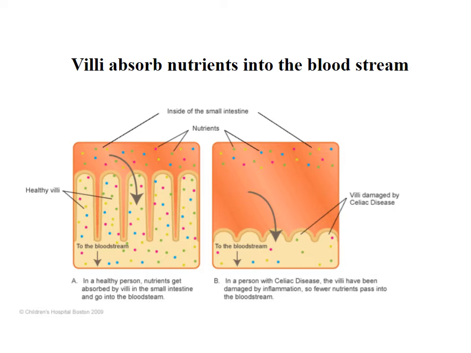So the figure below shows a schematic representation of two persons, a healthy person and a person with celiac disease. In case of celiac disease, the villi of the small intestine are totally damaged due to inflammation. In case of a healthy person, nutrients get absorbed by the villi in the small intestine and go into the bloodstream, the normal passage of nutrients. However, in case of celiac disease, nutrients cannot be absorbed. Few nutrients are absorbed, so fewer nutrients pass into the bloodstream.